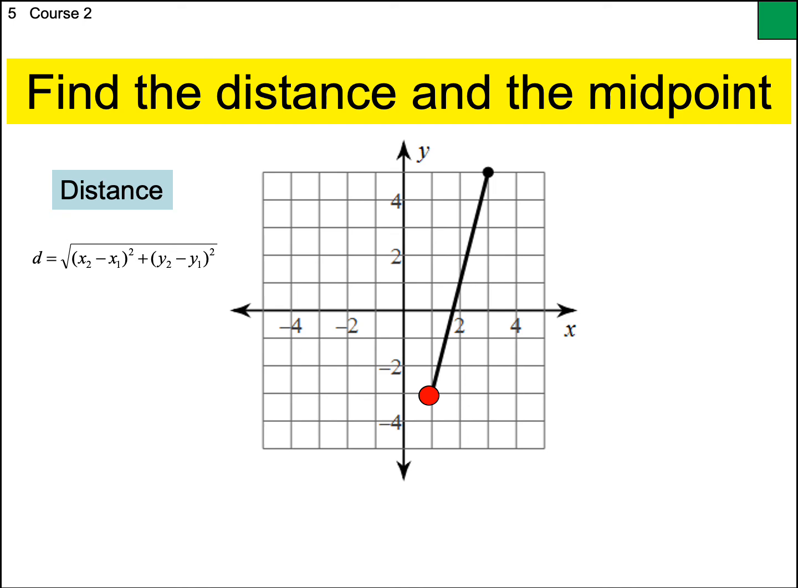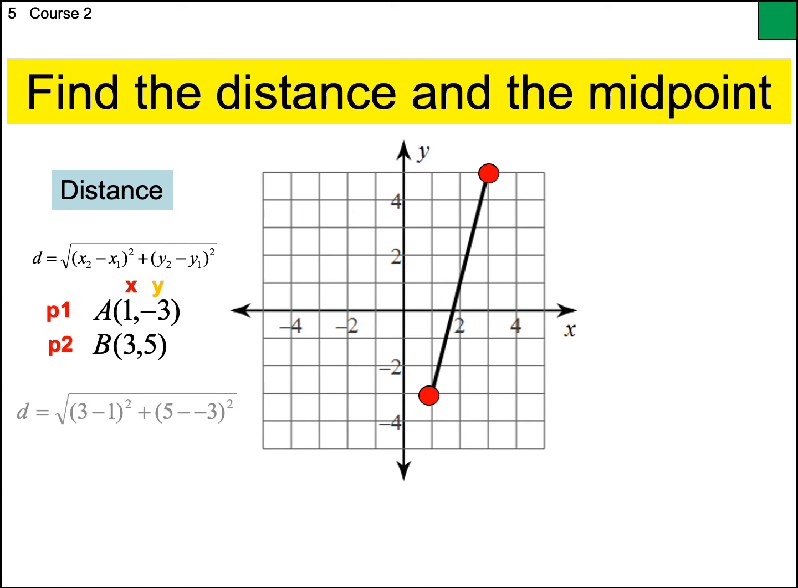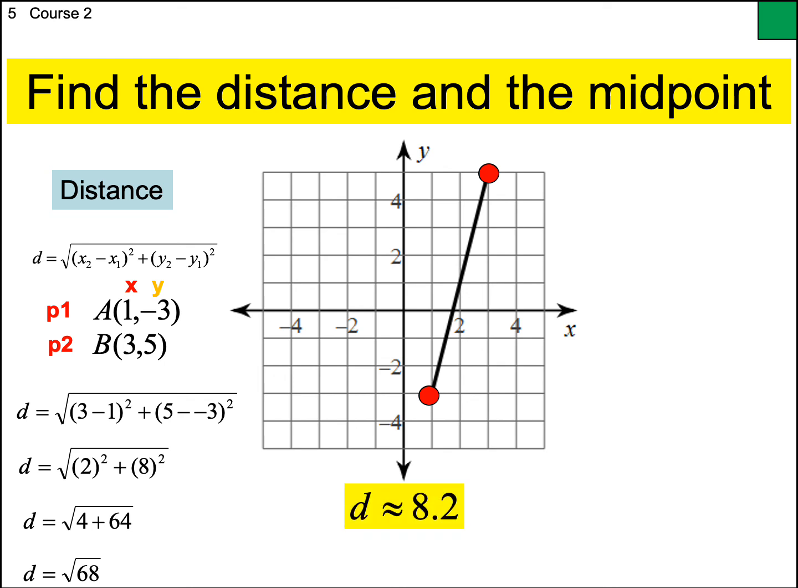Let's see, that's at what? 1, negative 3. And the other endpoint, call it B, we'll call that 3, 5. Everybody see what I just did there? Label x, y, point 1, point 2, and then simply plug in the values. Right? 3 minus 1 is 2. 2 negatives turn into a positive. 5 plus 3 is 8. That would be 4 and a 64, which is 68. On the calculator, square root of 68 is about 8.2.